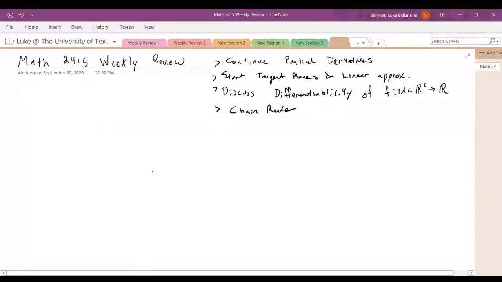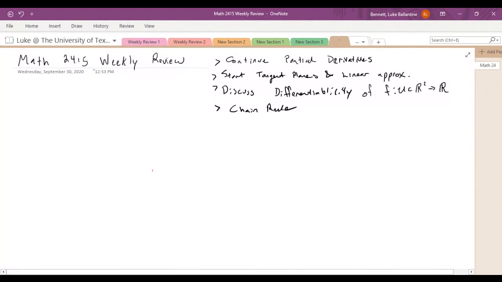Alright everyone, we're going to go ahead and get started. So today we're going to continue talking about partial derivatives, start tangent planes and linear approximations. We're going to discuss differentiability of functions that map R2 to R, and we're going to start the chain rule.